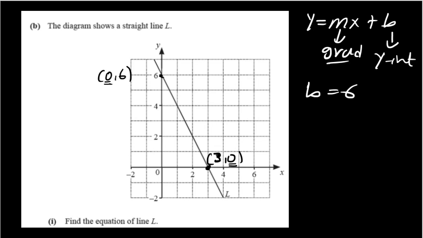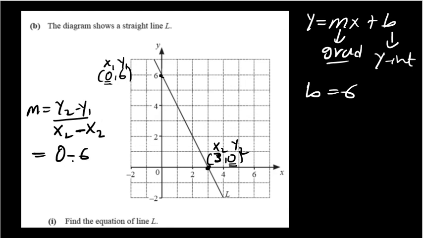Therefore, to find the slope, we can apply the slope formula. We have 2 points already. If this point is x1, y1, we can take this one as x2, y2. In any order, it doesn't matter. Therefore, the gradient or the slope is equal to y2 minus y1 over x2 minus x1, change in y over change in x, which is 0 minus 6, the whole over 3 minus 0. That is negative 6 over 3. So the slope will be negative 2.